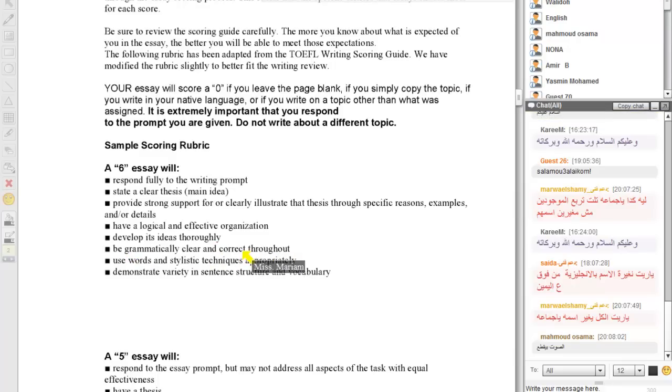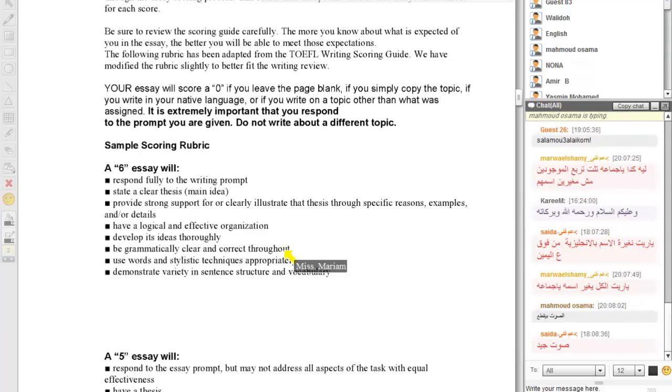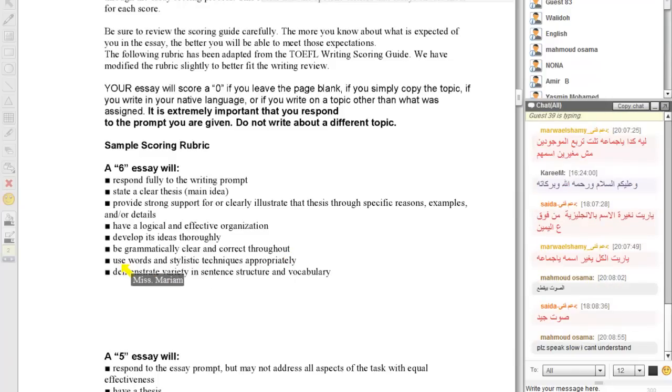Be grammatically clear and correct throughout, and this point is very important. This point is a deadly one. Okay, it's very vital. So you have to make sure that your grammar structure is good and your sentences sound like good English. So that's why you have to think about whatever you are writing, and make sure that you revise your structure again and again in order to avoid any misspelling or any grammatical mistakes, because it reflects on the test taker in a very, very bad way.